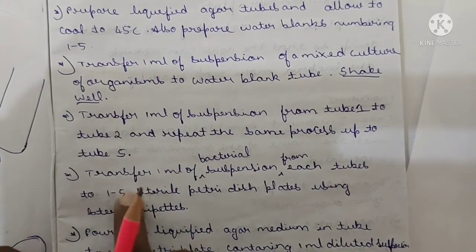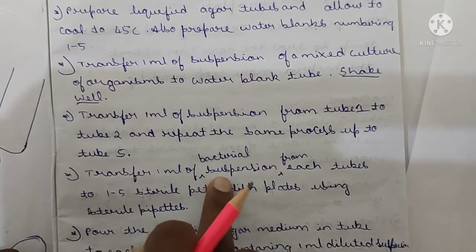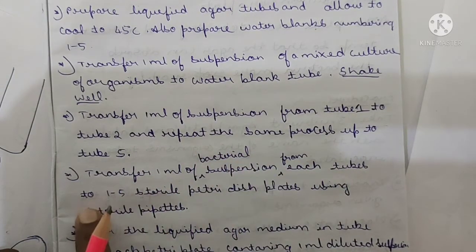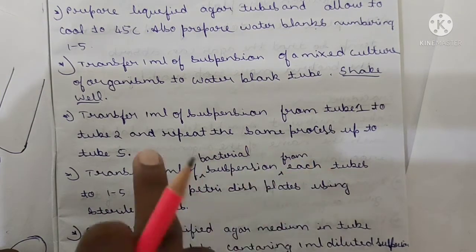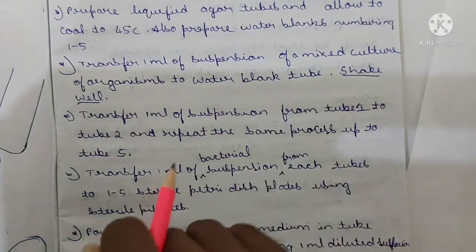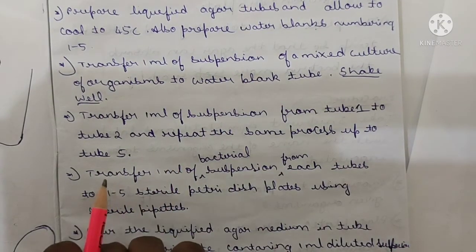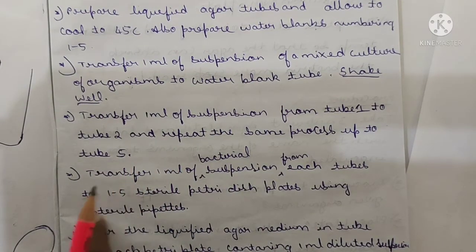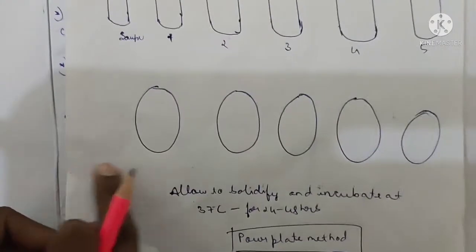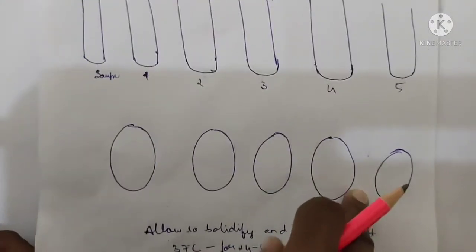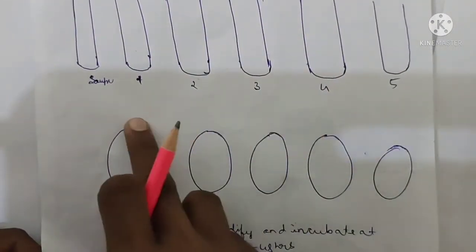Now see. Transfer 1 ml of bacterial suspension from each of tubes 1 to 5 into sterile petri dishes using sterile pipettes. We have to use sterile pipettes to transfer the bacterial suspension to the 5 petri dishes. These are the agar petri dishes. Then from each test tube, what we have to do?